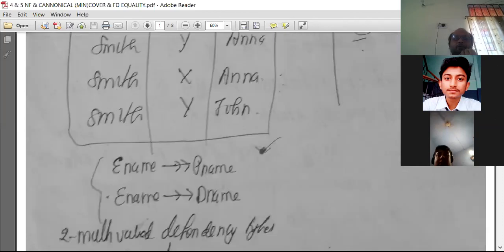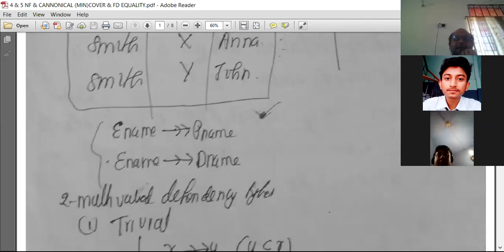So what I have to do is separate the table into two tables. That means one table with E name and P name, and another table with E name and D name. So this table will be broken into two tables: E name P name and E name D name.